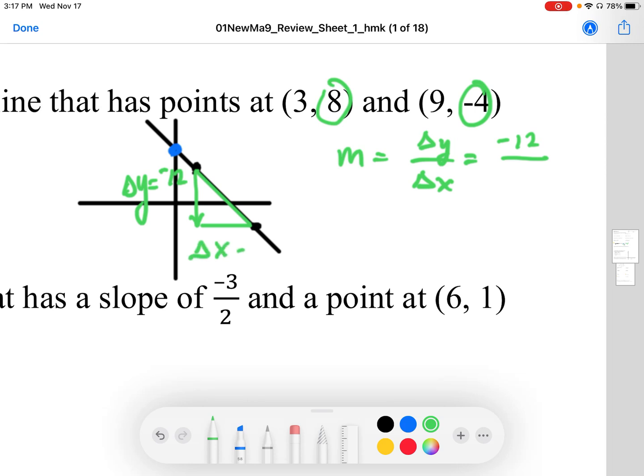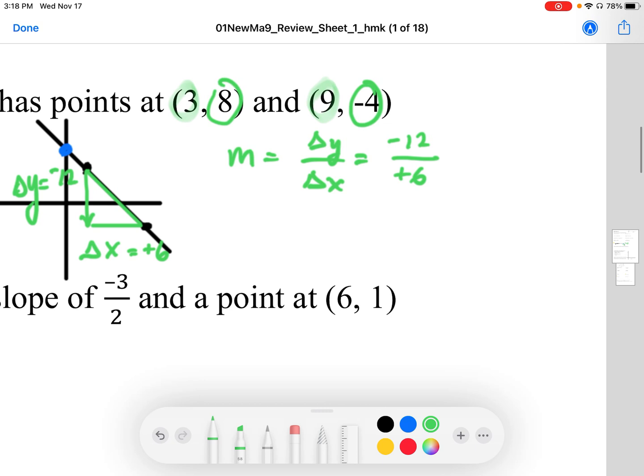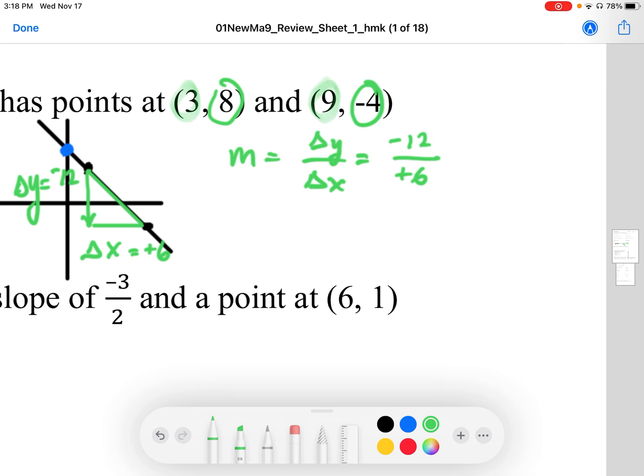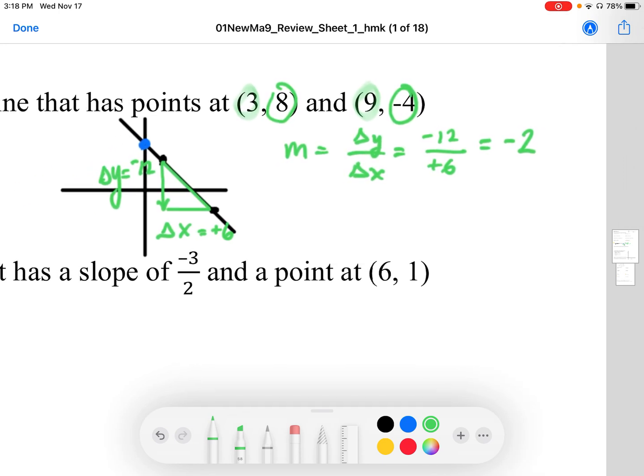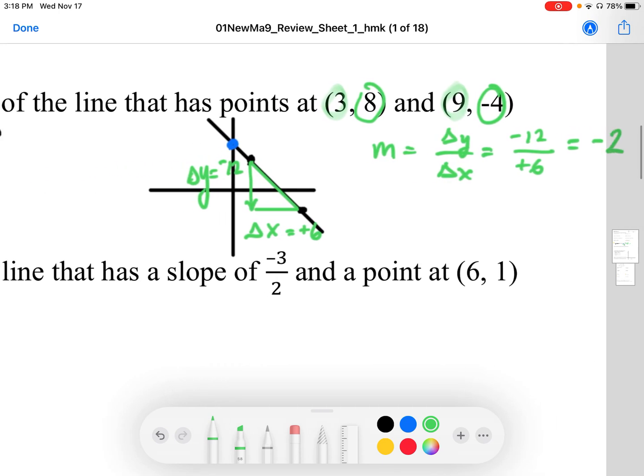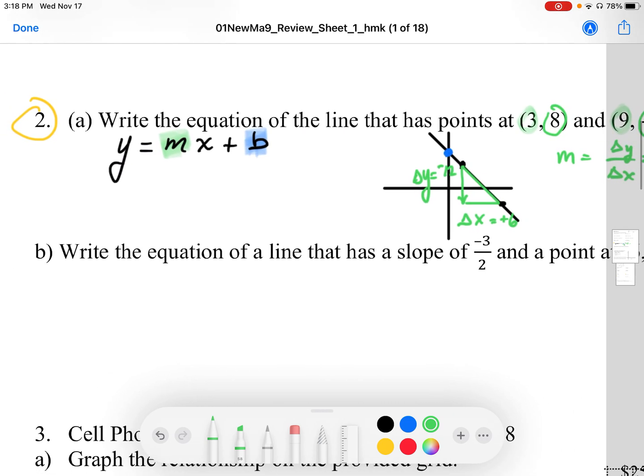I still have to find my change in x. Since I started with the -4, I have to start with the 9 and subtract 3. So I end up with 9 minus 3, and that's going to be +6. So when I work out this slope, this becomes -12 over +6. That's a negative slope, and it's -2. I can write it as -2 to 1, but I'm just going to leave it as -2. And it looks right because the line is going down.